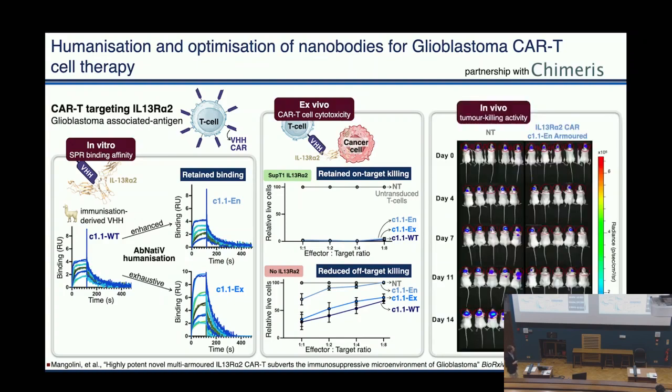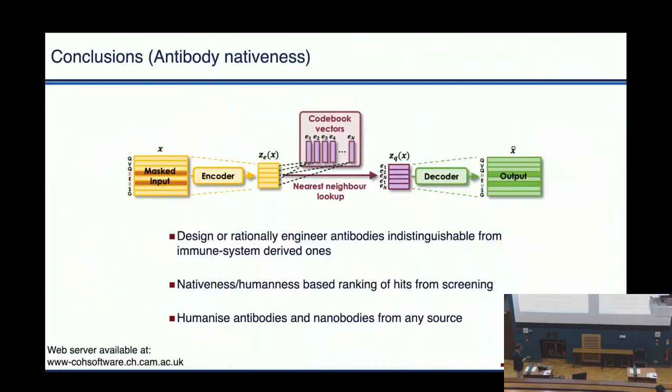And when they took it in vivo, we see that in the NT, so the T cells without the CAR, the tumor grows in 14 days in all the mice in the arm, while in the ones that had the CAR and the armor CAR, but this armor part is a contribution from the company, not from our lab, the tumor was cleared after 14 days in all the animals.